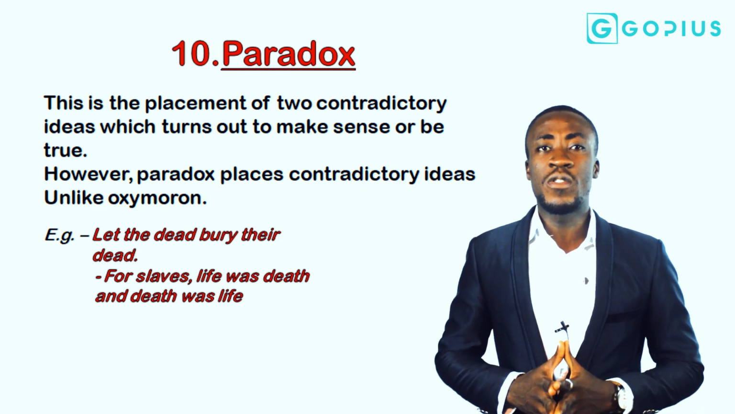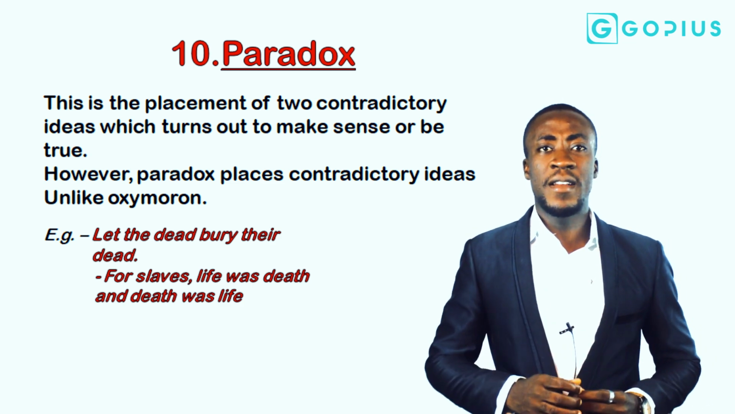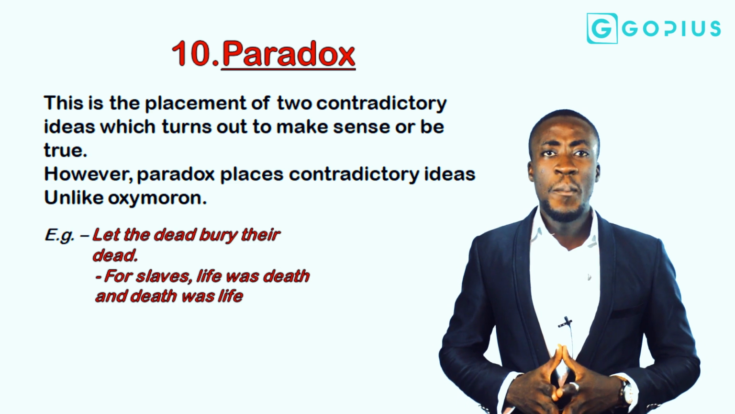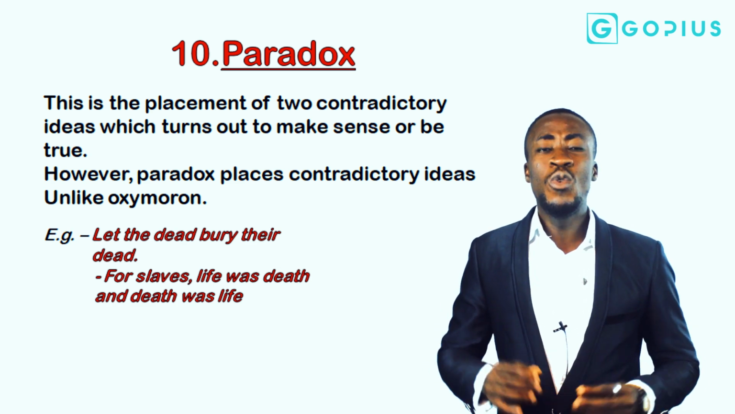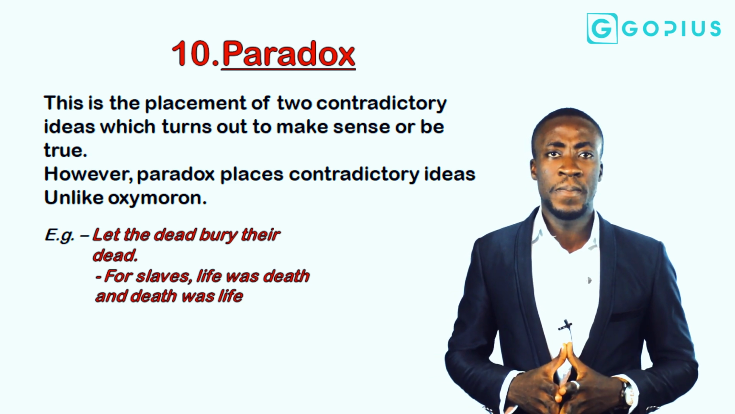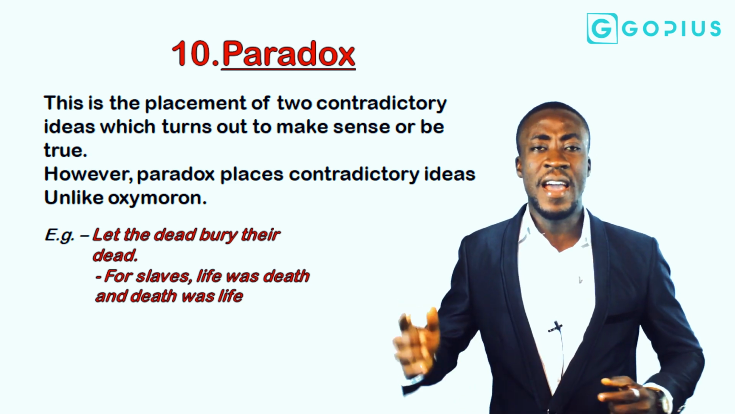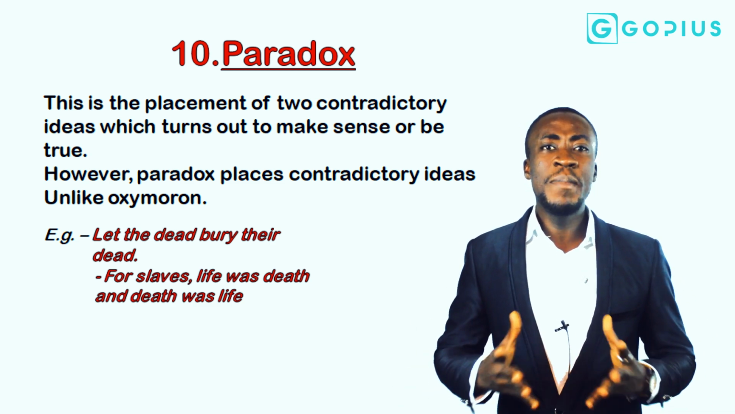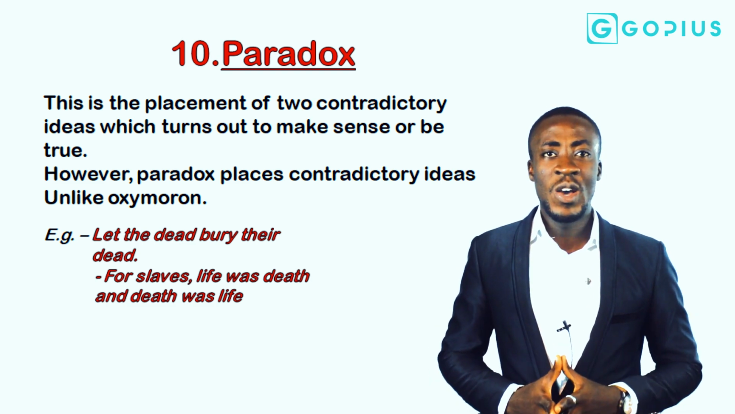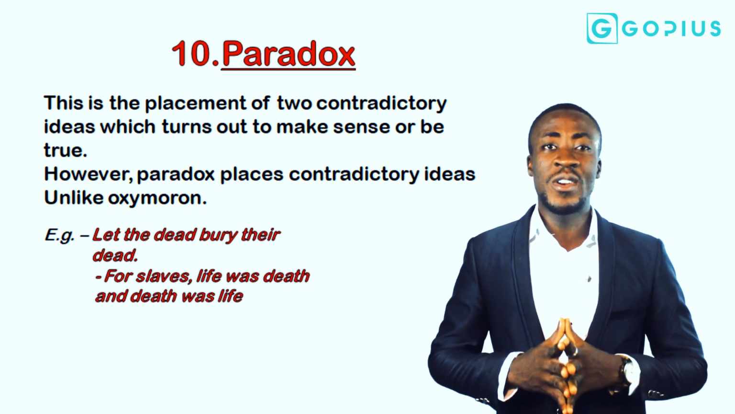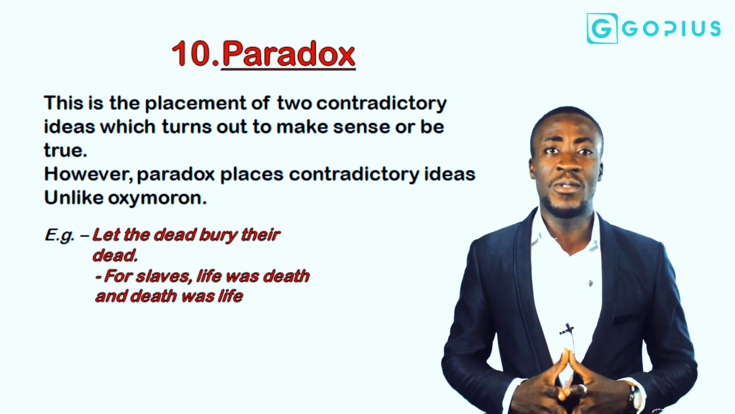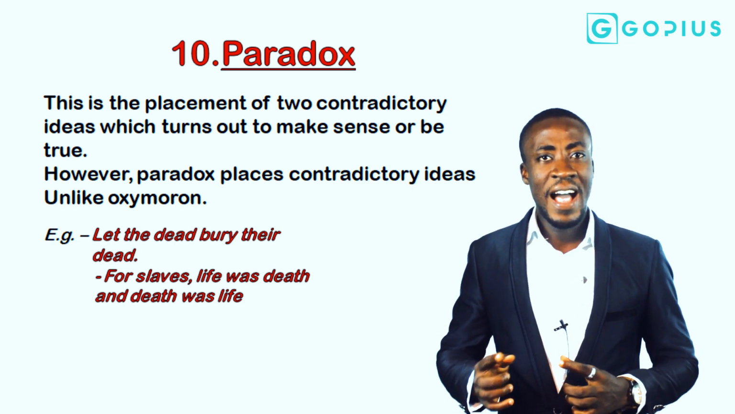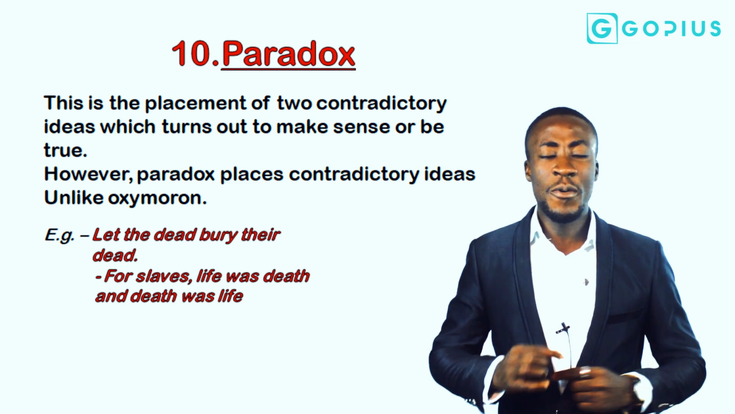It is very important to note that a paradoxical statement initially always appears as though it is not meaningful, but a close examination of the statement will reveal the truthness in its content. When the statement, let the dead bury their dead, you may initially think, how can dead people bury dead people? But it means that when people around us die, we should bury them, because one day we will also die and expect some living beings to carry out our interments. For slaves, life was death and death was life. How is it possible for life to be death and death to be life?